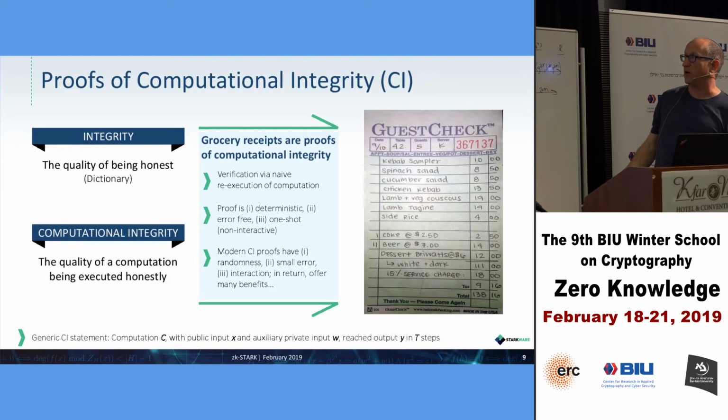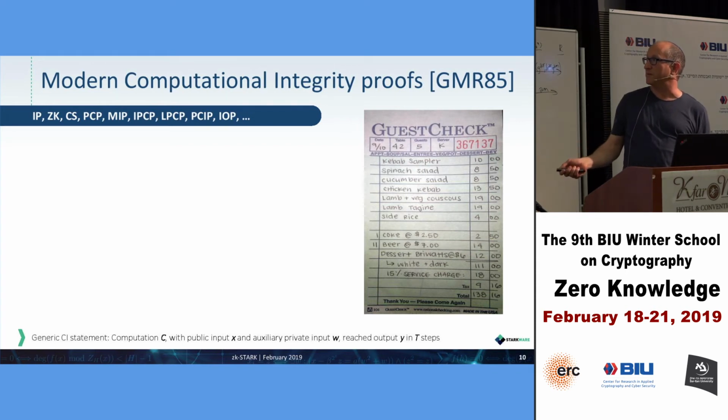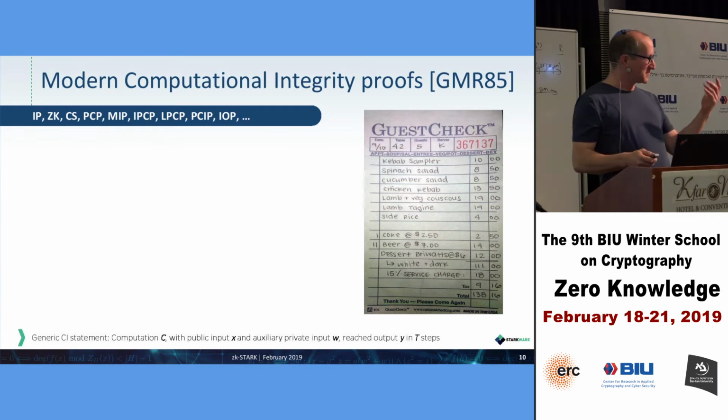So they are not as good in these respects compared to the good old proofs. But of course, you get a lot in return for slackening the definition. So here's a partial list of acronyms that probably you know, most if not all of them. So there's interactive proofs, zero-knowledge proofs, computationally sound proofs, probabilistically checkable proofs, multi-prover interactive proofs, interactive probabilistically checkable proofs, linear PCPs, and IOPs. And that's just a partial list.